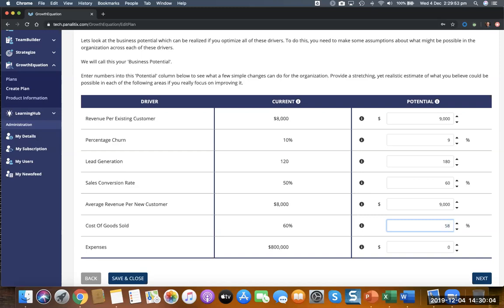And then expenses. Most businesses can shave some expenses out of their business if they really focus on that. And your client is likely to recognize that. And if they do, they might say, well, perhaps there's $20,000 that we could take out in cost. And so now we have targets for each of those 7 key areas.